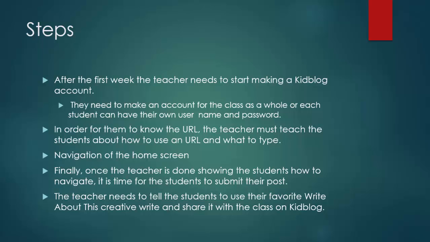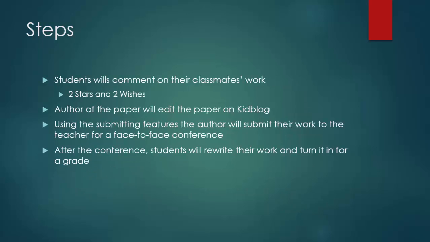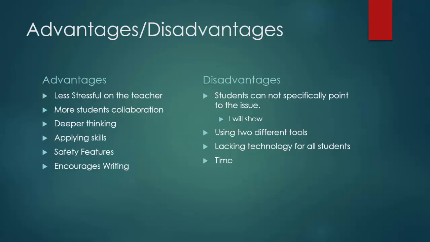The teacher needs to tell the students to use their favorite Write About This creative write to share with the class on KidBlog. Students will comment on their classmates' work, stars and wishes, 2 stars and 2 wishes. For those of you who do not know, stars are things that students did great, and wishes are things that you wish they did better. The author of the paper will edit the paper on KidBlog. Using the submitting feature, the author will submit their work to the teacher for a face-to-face conference. After the conference, students will rewrite their work and turn it in for a grade.